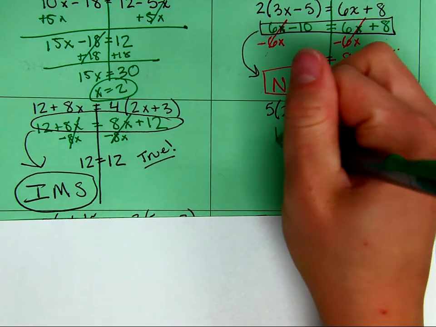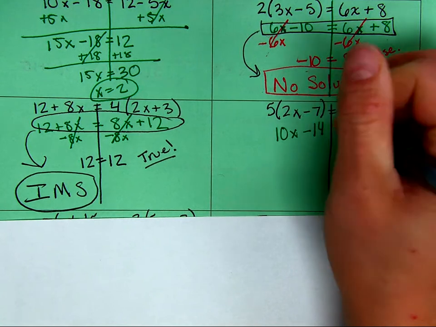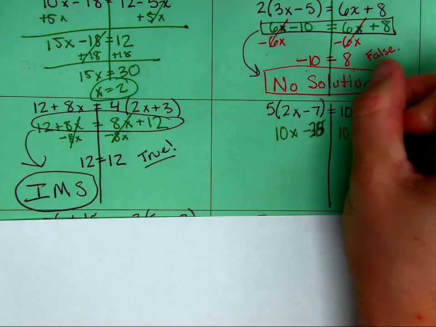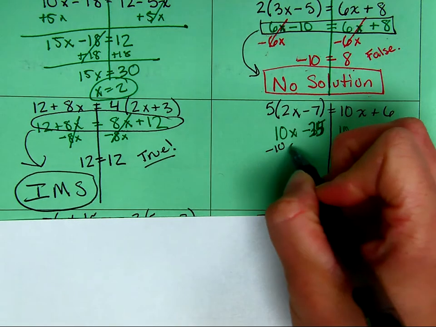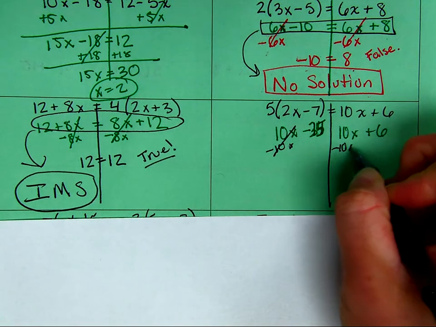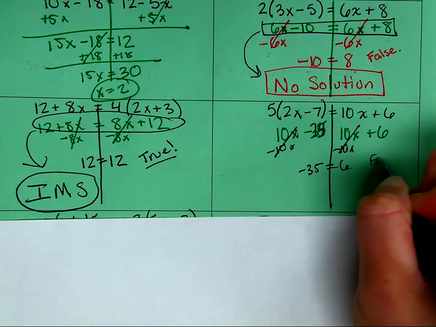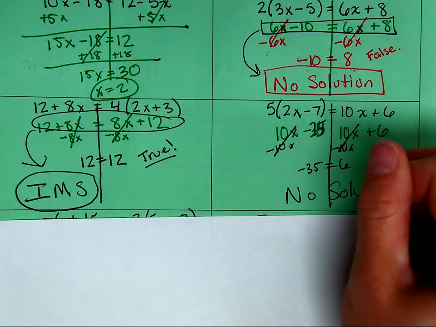Okay, so if I do this one, I distribute first. Oops, why did I do 14? 35, 10x plus 6. So I can see my answer from right here, but in case you go to cancel your variable, okay, this is false. So we have a no solution.